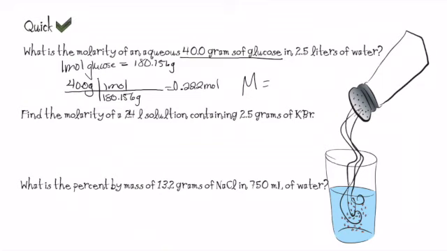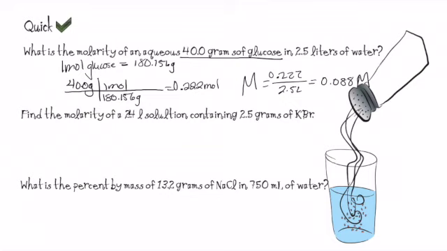Now we use our molarity formula. Molarity is equal to the moles divided by liters. We had 2.5 liters. So our molarity is 0.088 molar.